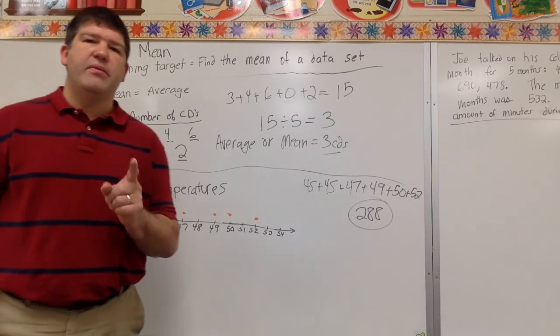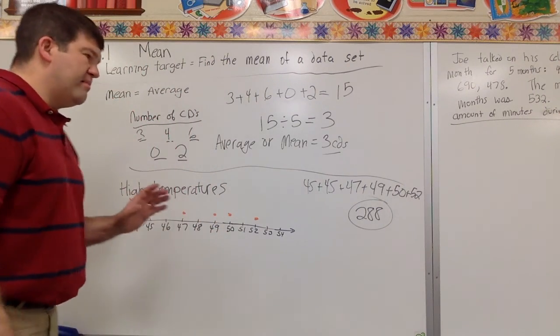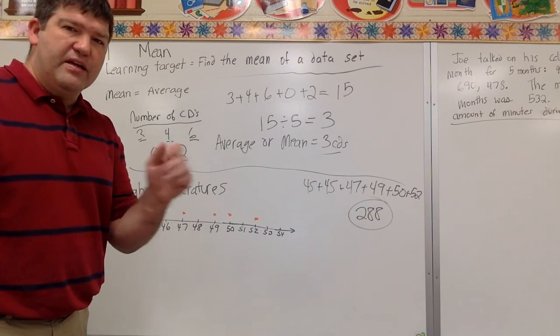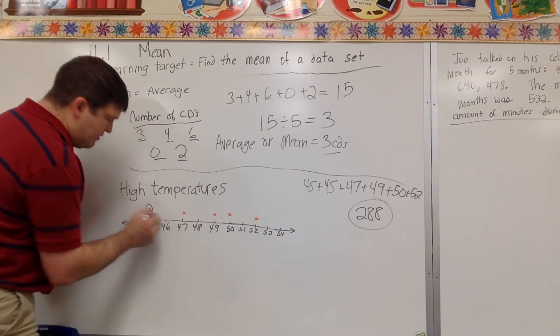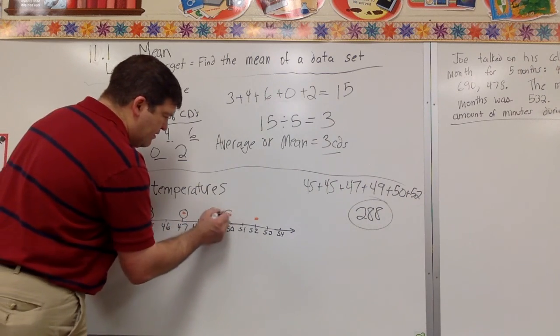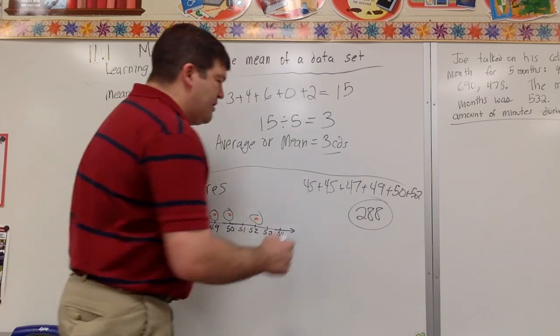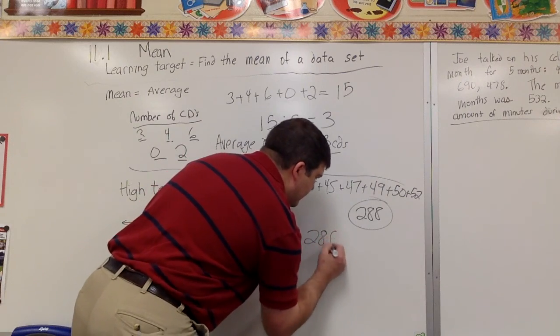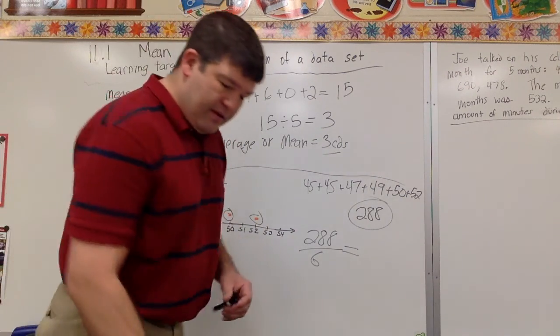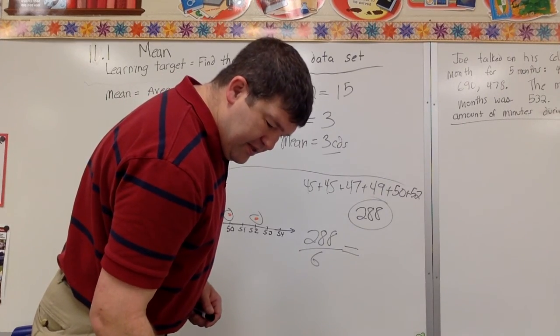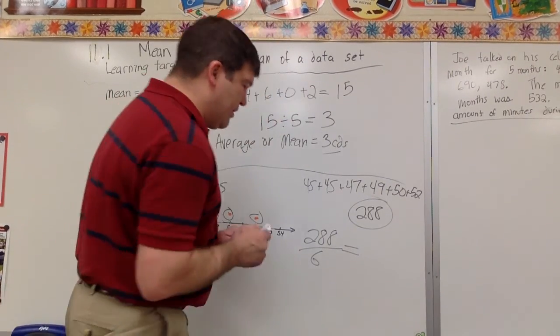Now I've got to figure out how many numbers I included in that. So I have 1, 2, 3, 4, 5, 6. So I take 288 divided by 6, and that will get me my average. 48.